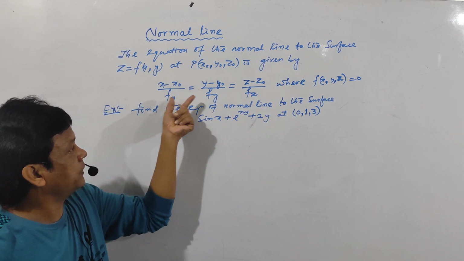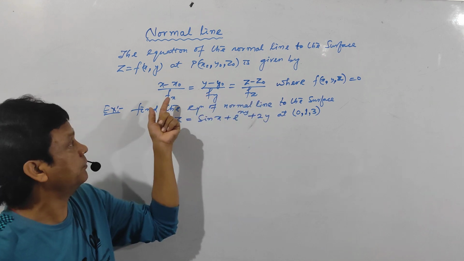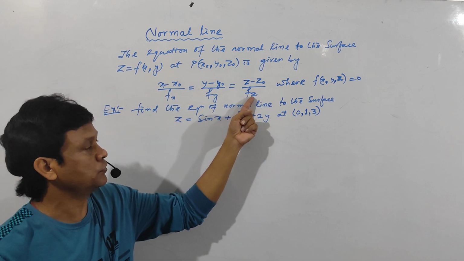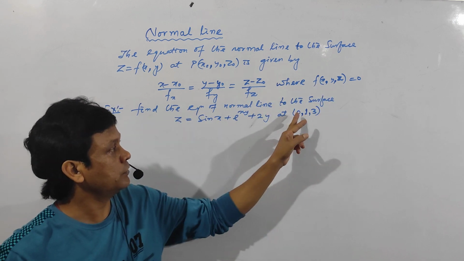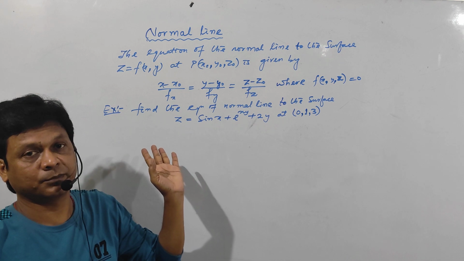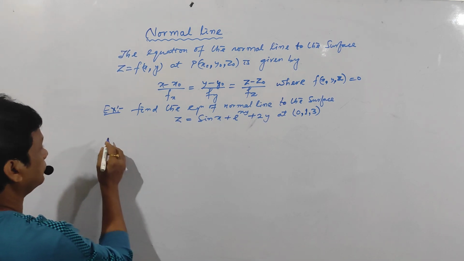Now, find the equation of the normal line to this one. That means you want to find out fx, fy, fz, that means the partial derivative of f with respect to x, partial derivative of f with respect to y, partial derivative of f with respect to z. And here x0, y0, z0 is given. Then put the values in this equation. Okay, see here.